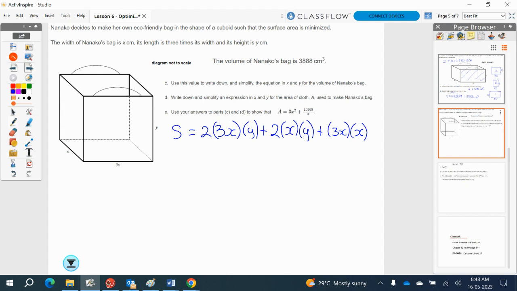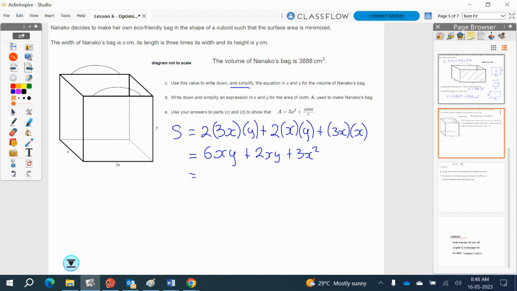It says use this to write down a formula. So I'll get my first point. Unfortunately, this question knows that some teachers will say just write it like this. They then say simplify. So I'm afraid we're going to have to simplify it. 6xy plus 2xy plus 3x squared.